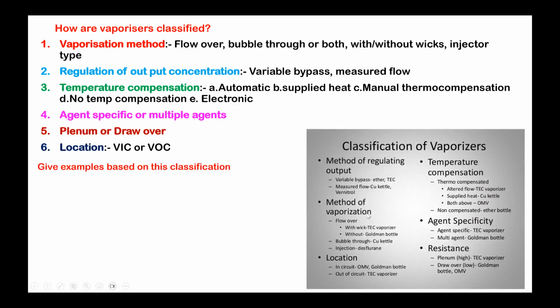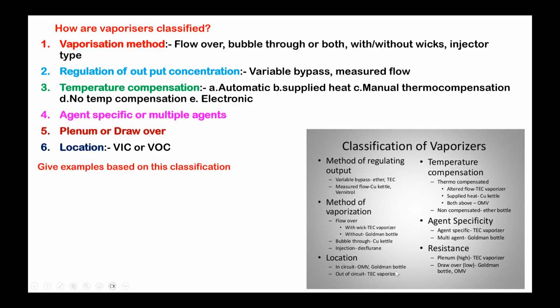So these are all the methods of vaporization. You have flow over, you have bubble through, you have injection. So injection is desflurane, bubble through is copper kettle and your boil bottle, and flow over with or without wick is Goldman, etc., which most of you would not have seen. Method of regulating output, variable bypass, you have the TEC vaporizers. Measured flow, you have again copper kettle and your desflurane. Location, inside the circuit, you can use the old Goldman vaporizer as well as the Oxford miniature vaporizers.